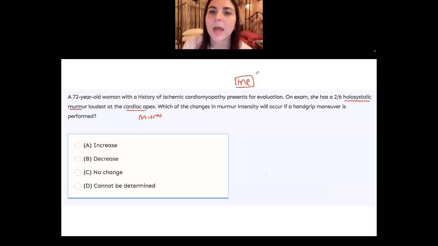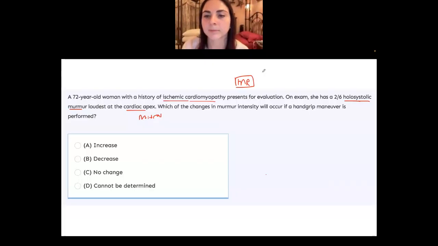It should be closed, but if there's a murmur, that means it has to be a regurg murmur. And remember what I told you was going to come up with mitral regurg: ischemic cardiomyopathy. That's literally one of the causes of mitral regurg. You lose that posterior papillary muscle. It just loses its blood supply and stops working. So that's a way to check yourself: okay, yeah, this is mitral regurg.